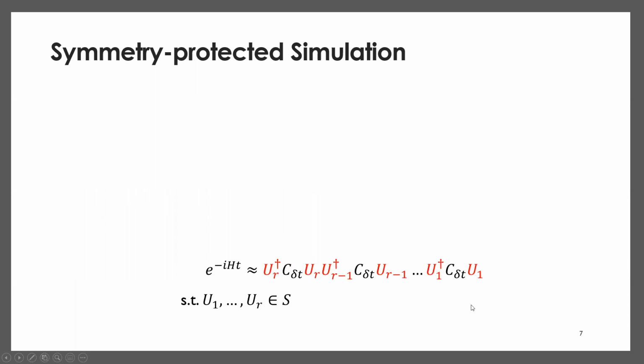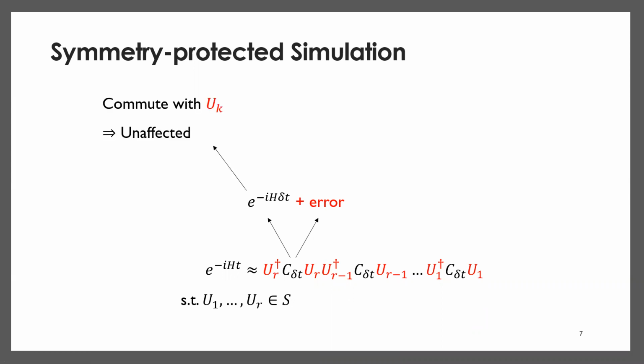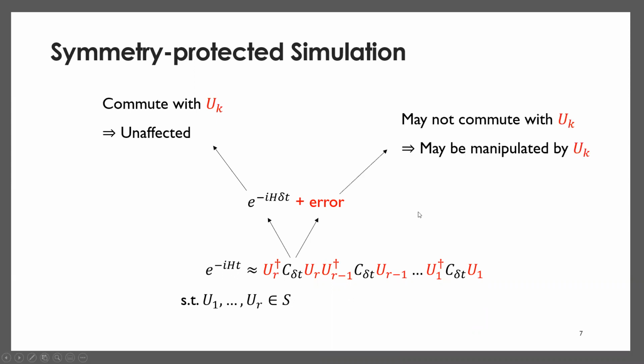The reason why we do this is because we can think of the circuit as the correct evolution under the Hamiltonian H plus some error. Now, because we chose these U_k from the symmetry of the system, they commute with the Hamiltonian. So these unitaries U_k do nothing to the correct part of the evolution, and the correct part of the evolution remains unaffected by this U_k.